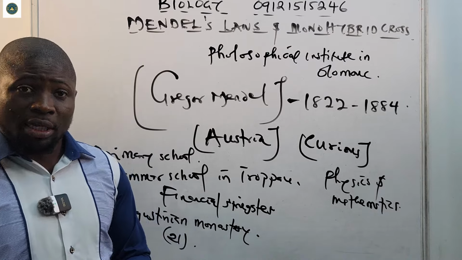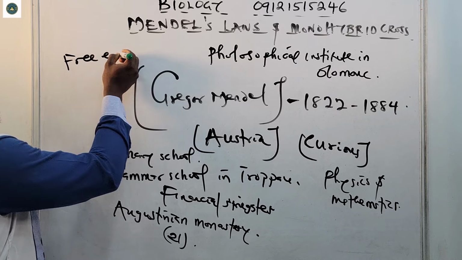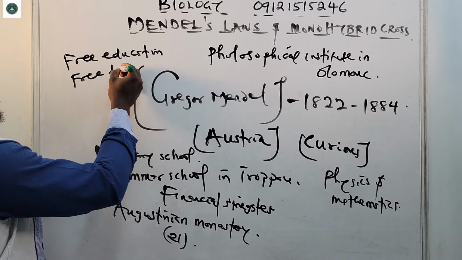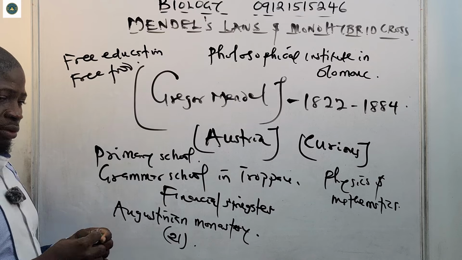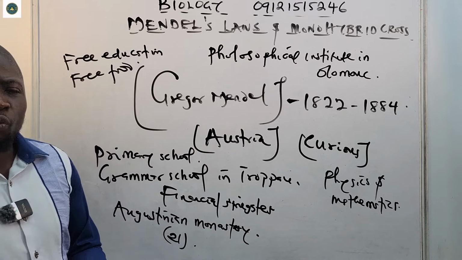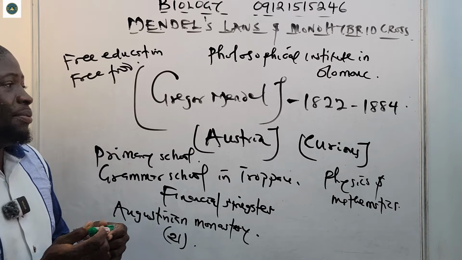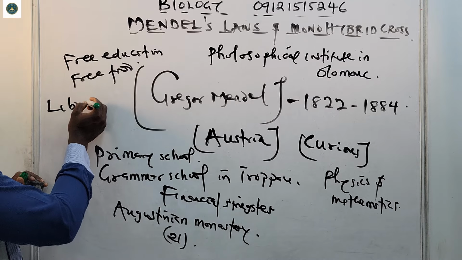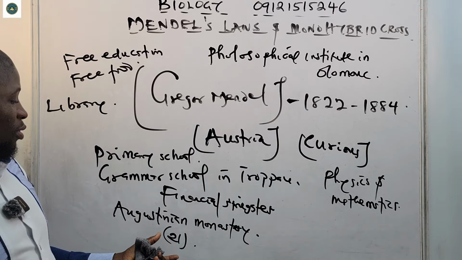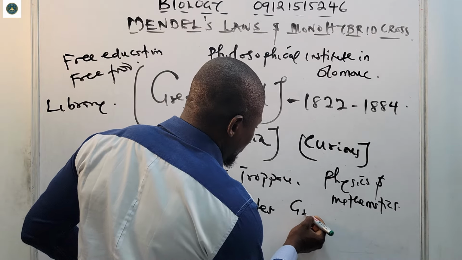All right, he was poor, so the monastery provided free education, even free food. The monastery had a garden and a lab where he could perform his experiments. There was even a library in the monastery. And it was in this monastery that he was given the name Gregor.